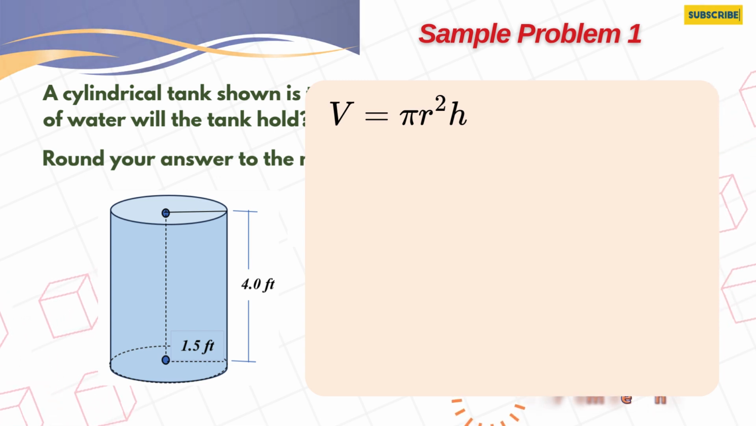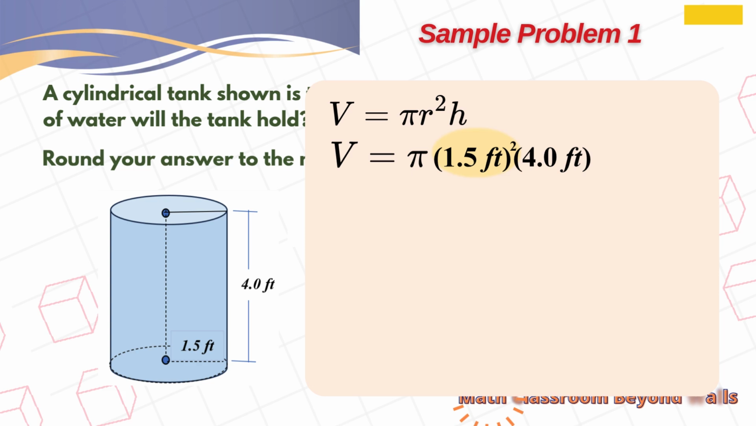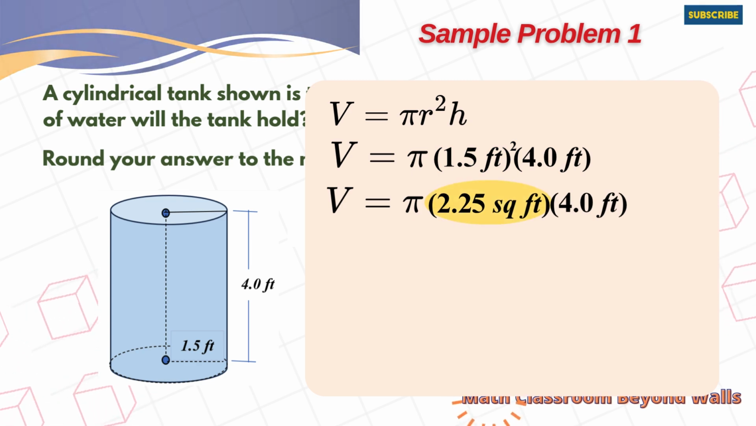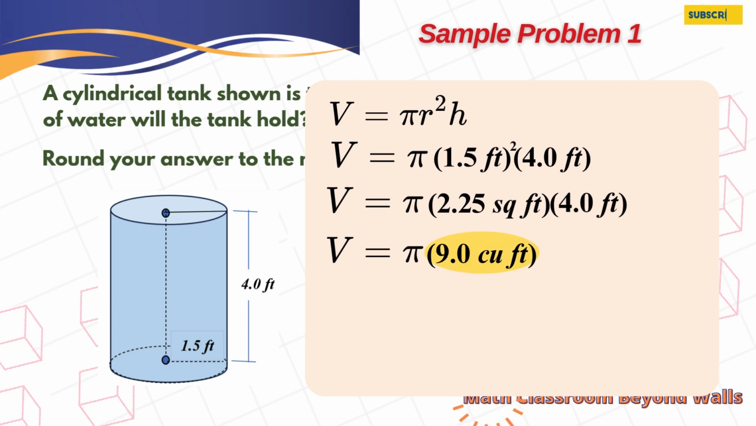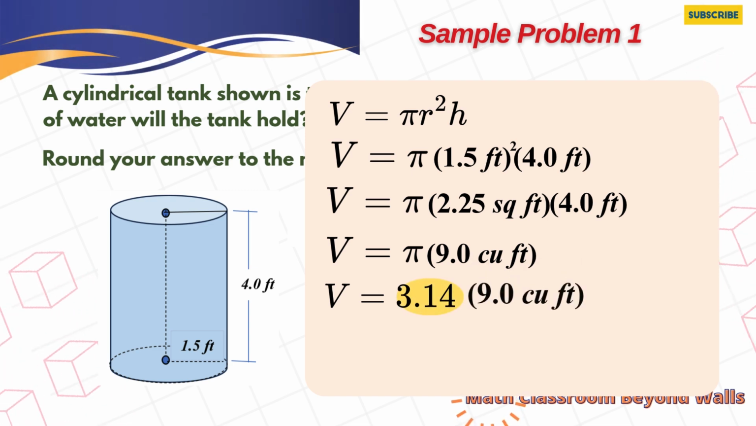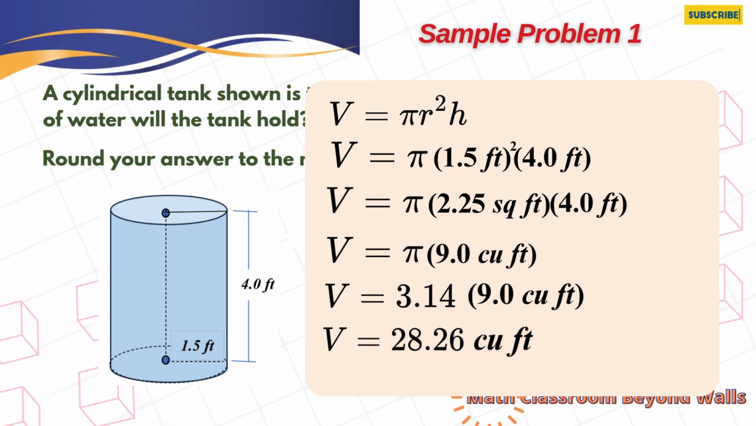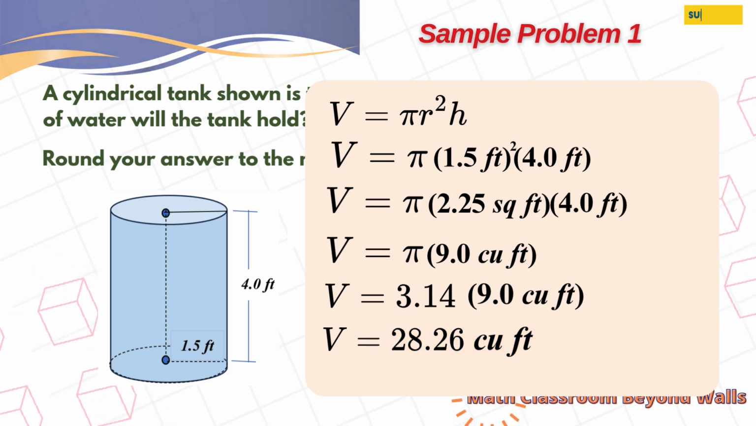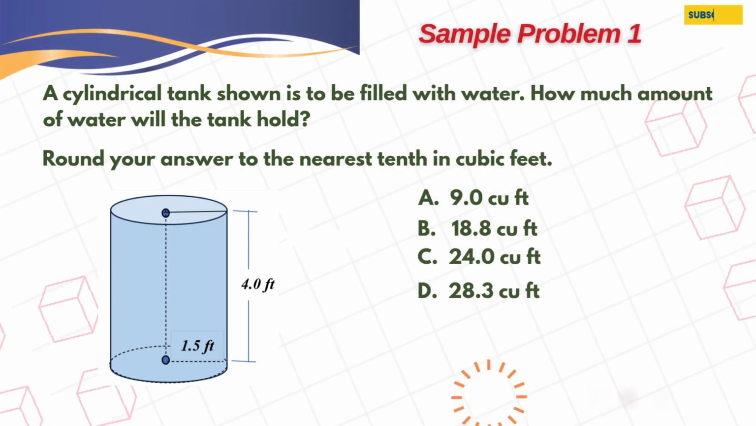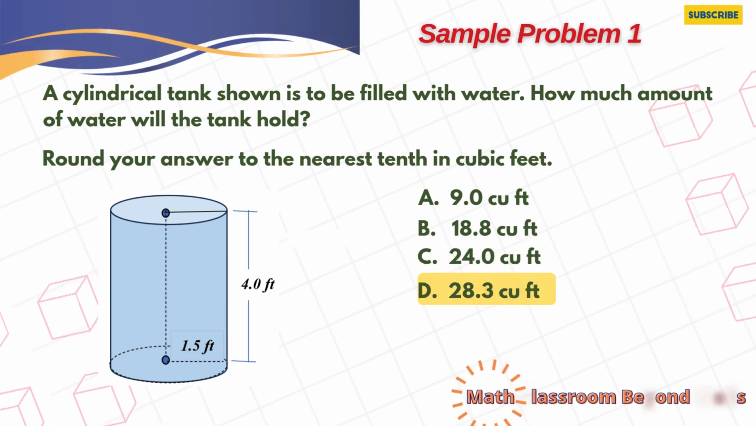Okay, so we're to find the amount of water, which is the volume of water that the tank can hold. The tank is cylindrical in shape, so we have to have the formula for the volume of the cylinder. Okay, so with the formula, we plug in the values. Multiplying 1.5 feet to itself gives us 2.25 square feet. Multiplying 2.25 square feet to 4.0 feet gives us 9.0 cubic feet. Using 3.14 for the value of pi and multiplying it to 9.0 cubic feet gives us 28.26 cubic feet. Rounding off the number to the nearest tenth gives us 28.3 cubic feet. So what is our answer, learners? Is it option A, option B, option C, or option D? Okay, so the answer is option D.